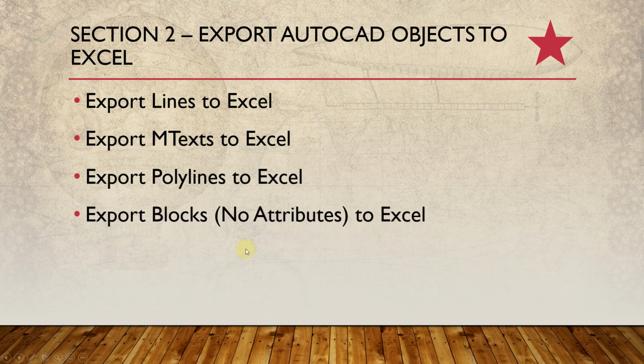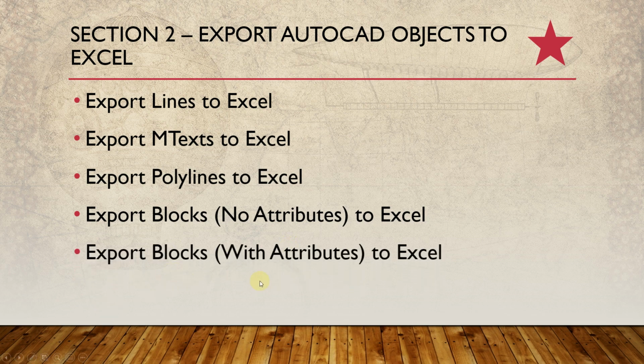Then it will be followed by exporting the blocks that don't have any attributes. So we will be exporting the block name, the insertion point, rotation, and probably a few more properties. Then that will be followed by the blocks with attributes. In this particular case, we are going to export one block at a time, which means that we will provide the user with a user interface to select what block they would like to export, because they have their own sets of attributes, so we cannot combine them into one spreadsheet.